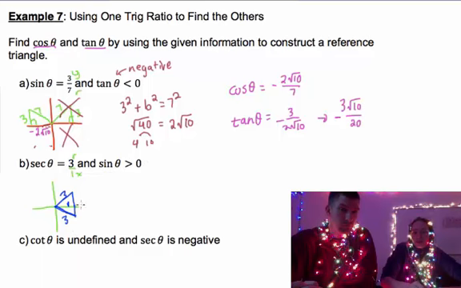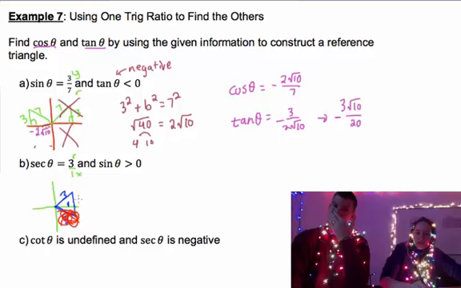Sine has to be positive, and sine is positive only in the first and second quadrant, but they overlap in the first. So that's the one we want, the one that's in the first quadrant. So we need to find the third side.